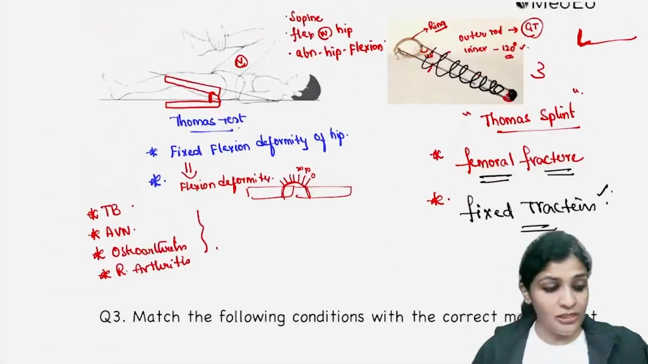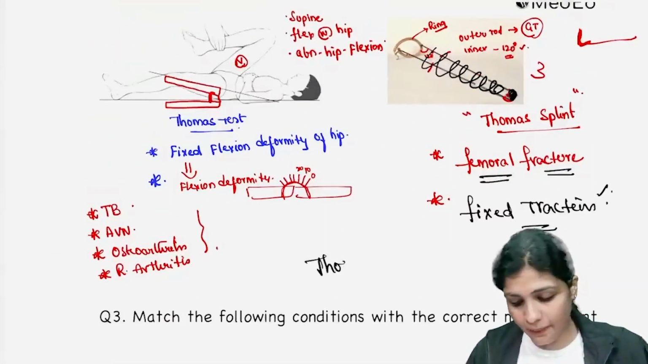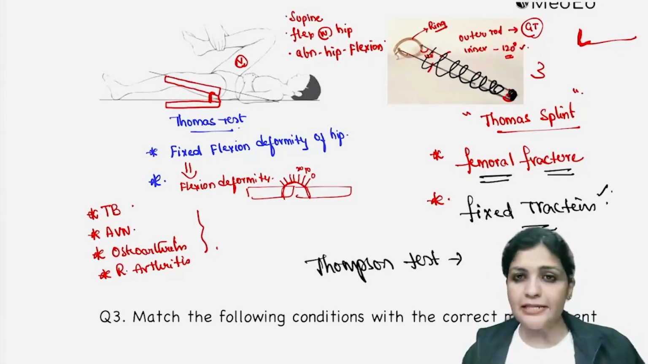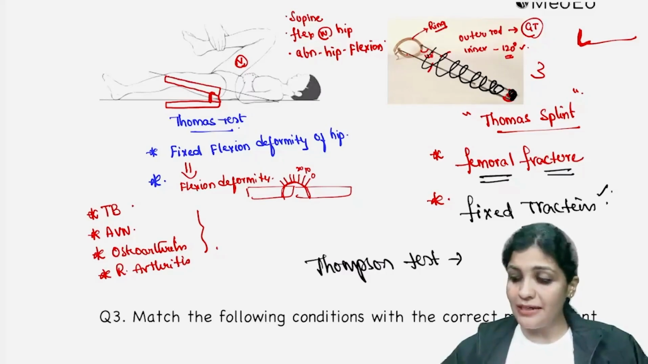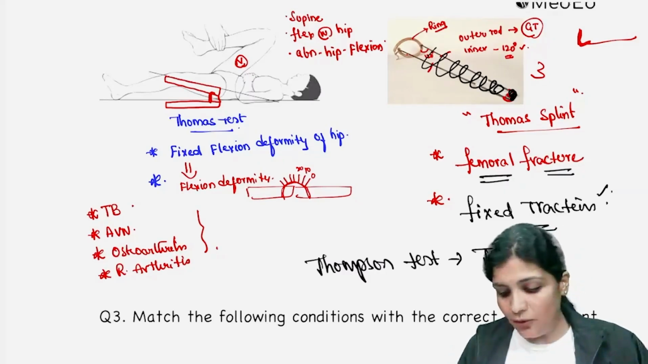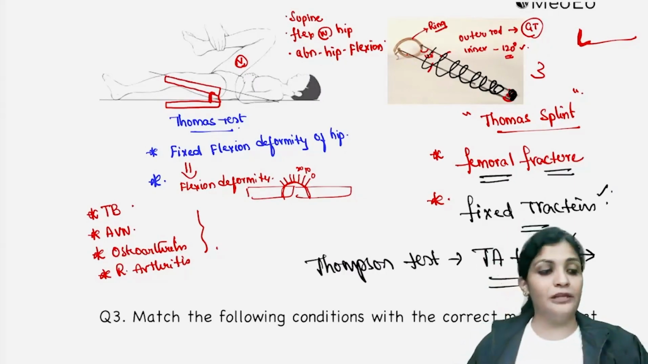Then can you tell me what is Thompson's test? Can somebody tell me what is Thompson's test? Thompson's test is used for? The Thompson test is used for your tendo-Achilles. Whenever there is a tendo-Achilles tear, this tear is identified by the Thompson test.